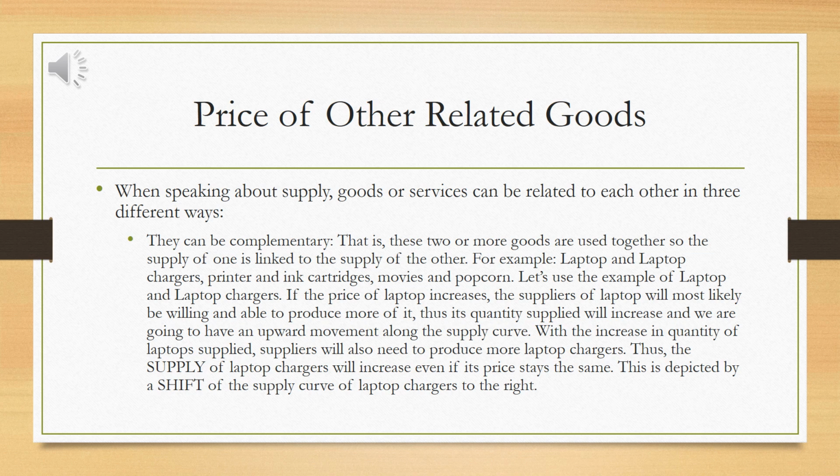If the price of laptop increases, the suppliers of laptop will most likely be willing and able to produce more of it. Thus, its quantity supplied will increase, and we're going to have an upward movement along the supply curve. With the increase in quantity of laptops supplied, suppliers will also need to produce more laptop chargers. Thus, the supply of laptop chargers will increase even if the price stays the same. This is depicted by a shift of the supply curve of laptop chargers to the right.